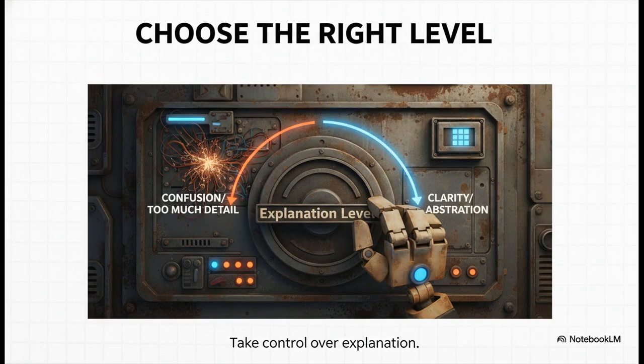So if there's one thing you take away from all this, let it be this. If people are confused, it's almost never because the topic is just too hard. It's because you explained it at the wrong level. Abstraction is the tool that lets you choose the right level every single time. It puts you back in the driver's seat. So, my question for you is, what complex topic are you going to go make simple first?